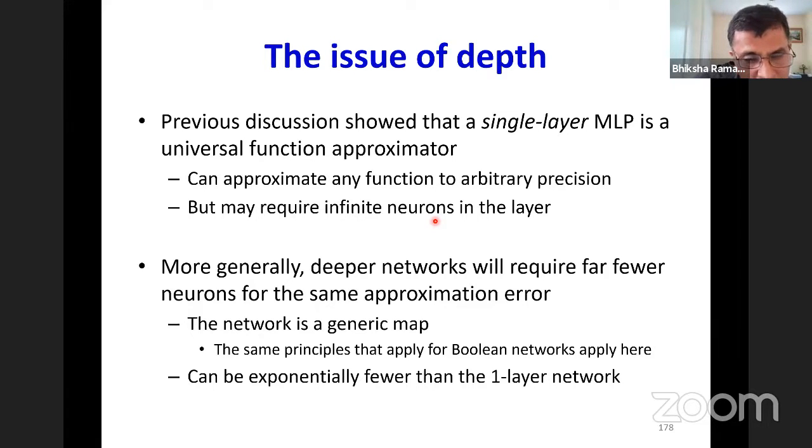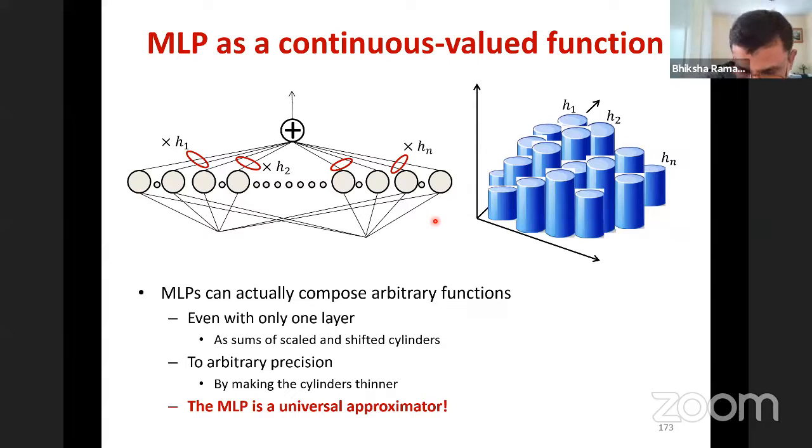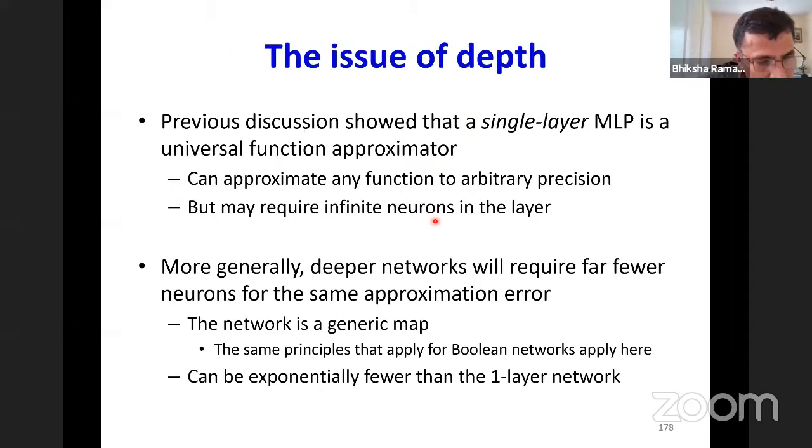But then we've been talking about depth. Clearly, using infinite neurons is not a great solution. You want to have a finite number of neurons, and to have a finite number of neurons, you require depth. Deeper networks will require far fewer neurons than shallow networks to express the same function. Right. So here's where we stand. Single layer MLPs are universal function approximators. They can approximate any function to arbitrary precision, but may require infinite neurons on the one hidden layer. More generally, deeper networks will require far fewer neurons for the same approximation error.